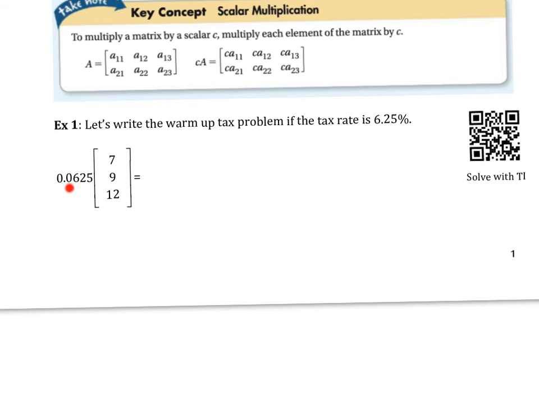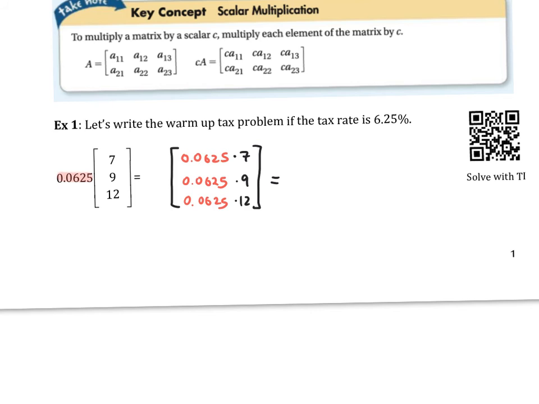So let's write the warm-up tax problem if the tax rate is 6.25% in Massachusetts. So I wrote that as a decimal. Now, the mental part, which we don't need to show, again, is this is going to multiply inside each part. So we get 0.0625 times the 7, 0.0625 times the 9, and lastly, 0.0625 times the 12.